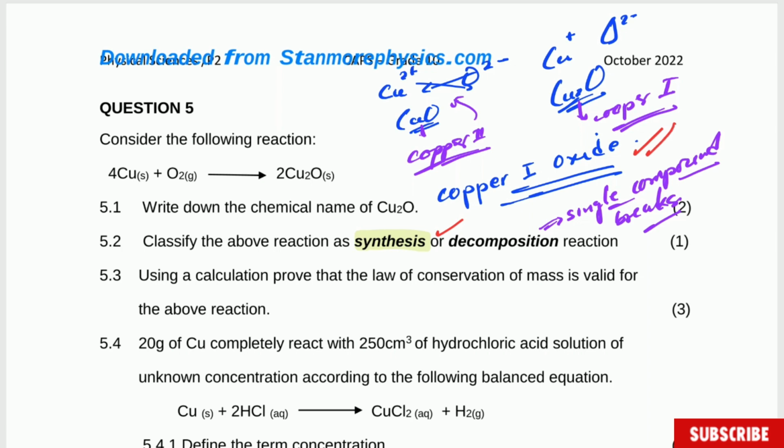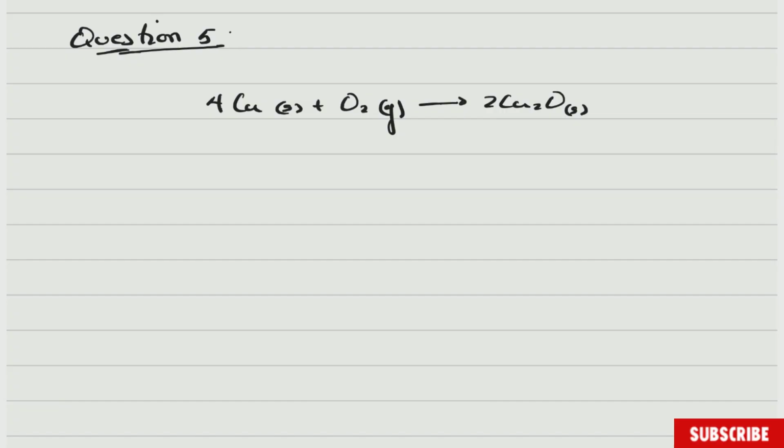Okay, using a calculation, prove that the law of conservation of mass is valid for this reaction. All we have to do is to calculate the mass of the reactants and the mass of the product, and if there is the same mass, then the law of conservation of mass is valid. Okay, and here we are. So we're going to calculate the mass for the reactants.